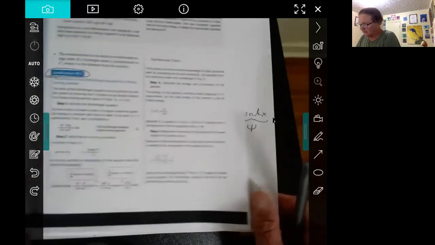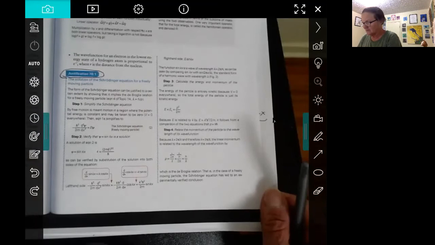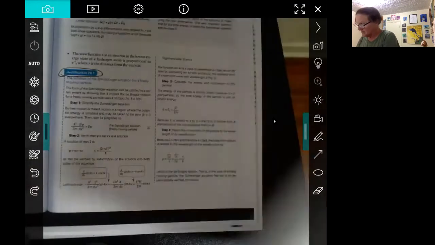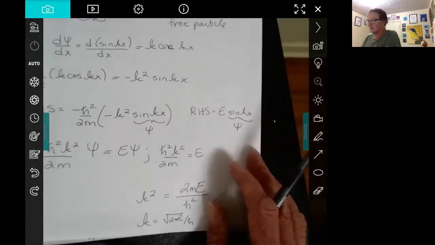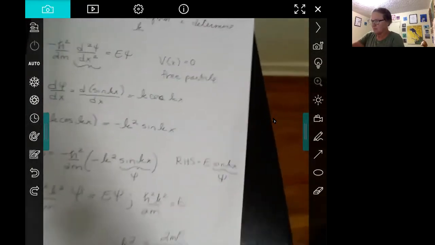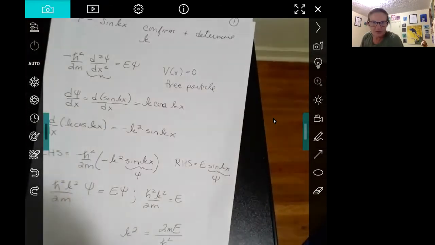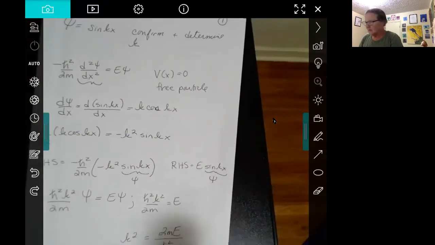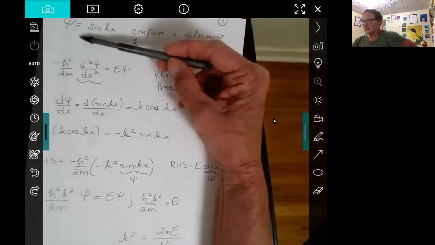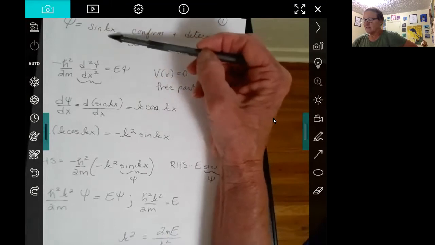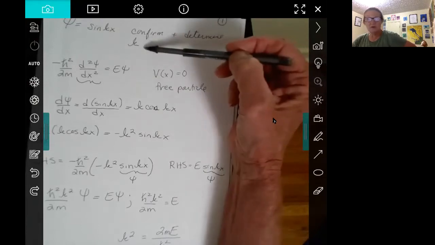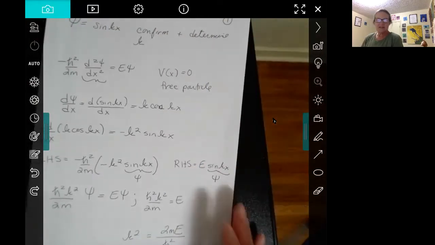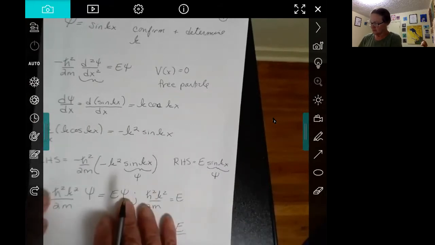In this justification, it's looking at the solutions for a freely moving particle. Let's just look at how you'd actually solve that system. They tell us that one of the solutions is sine kx, so some constant times x. We want to confirm that and determine what the value of k should be.